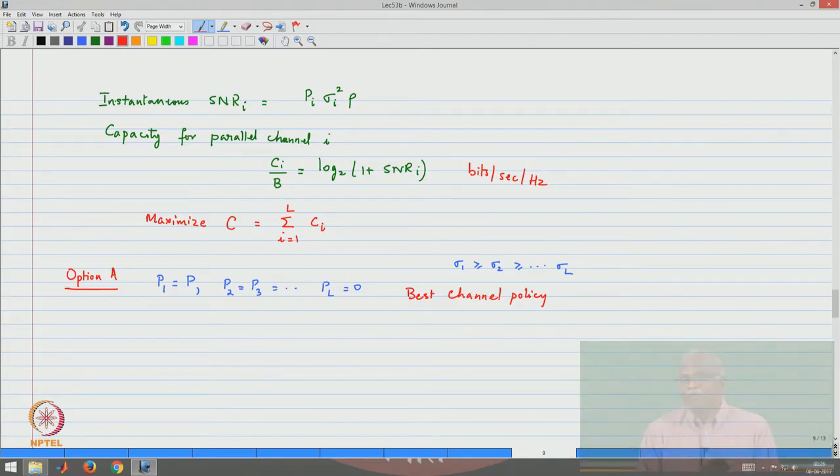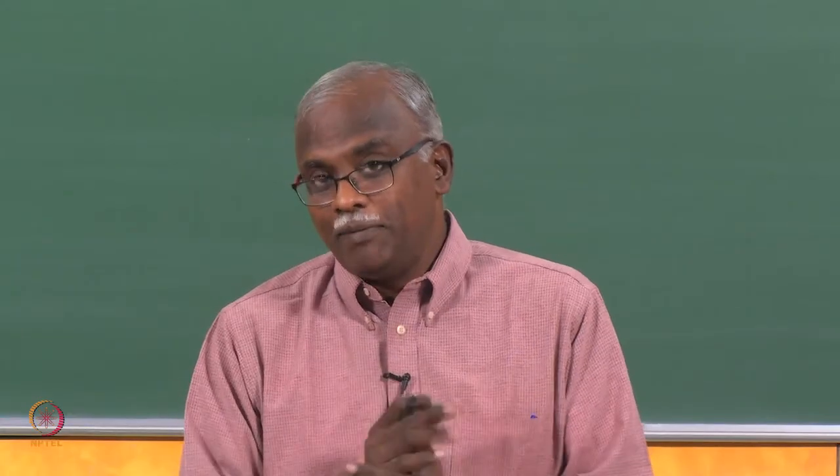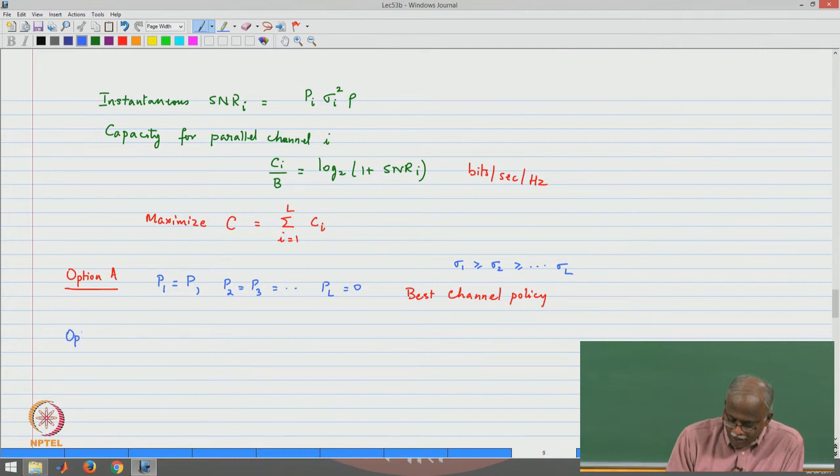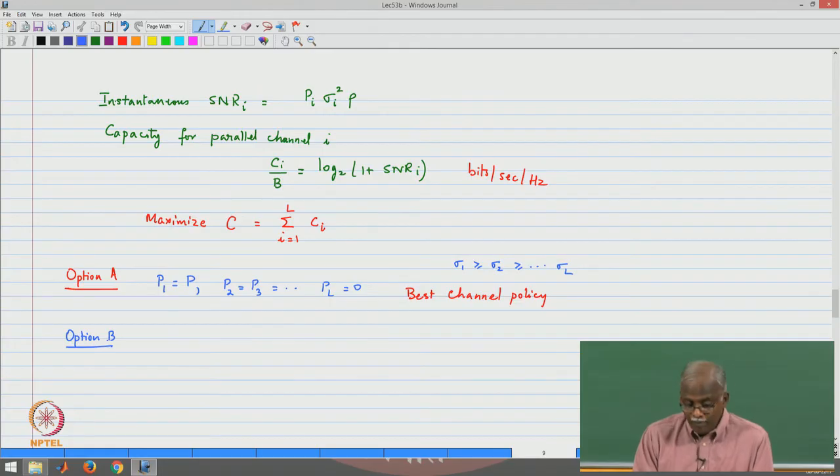Now, previously from our discussion of the capacity of wireless channels, we know that though this has some attractive features, only one channel is transmitting, and we find that this may not achieve the best performance compared to allocation across all channels. So, option B, where we try to use all of the channels, comes up with the following scheme, where I am going to transmit Pi proportional to 1 by sigma I squared.